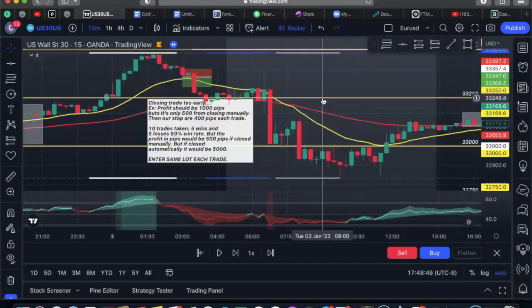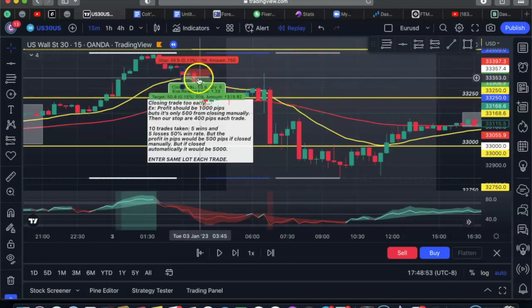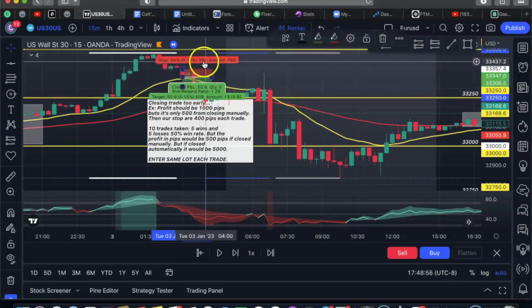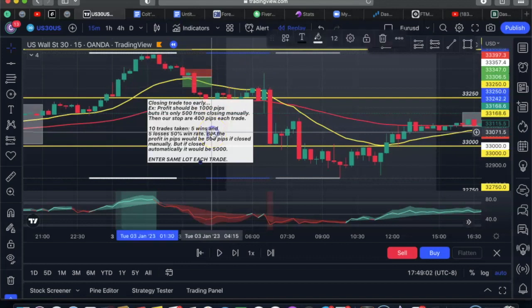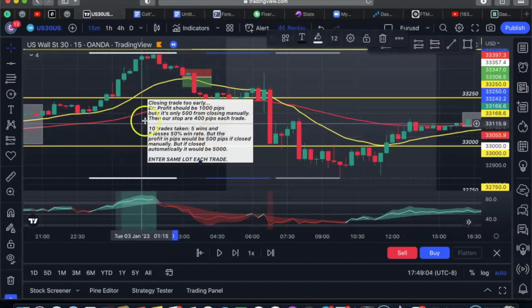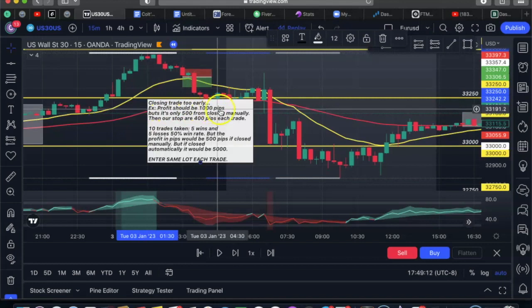This is why you don't want to close your trade too early. Let's say that I have my position right here. My stop loss is 400 pips and my take profit is 500 pips. But let's actually do the math and everything we need to know behind this. So, closing trades too early. Here's an example. Our take profit should be 1,000 pips, but since we're impatient traders, it's only 500 pips from closing manually.